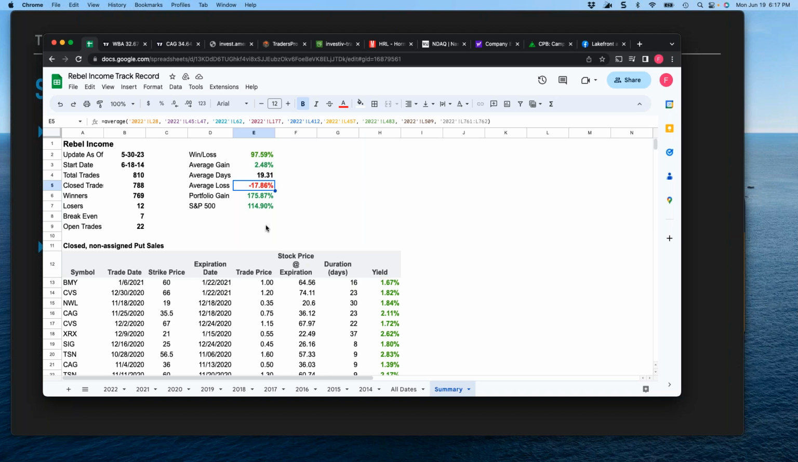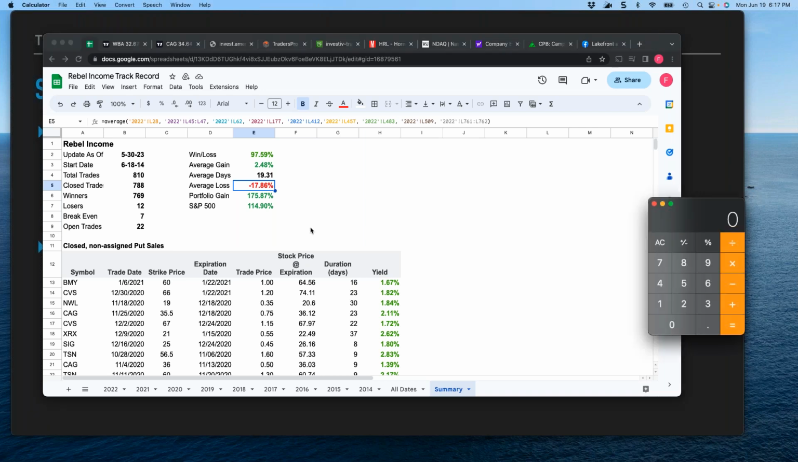Remember that when we're talking about probabilities of success or failure, if you have a 2.48% average gain against an almost 18% average loss, your initial assumption may be that I'm losing far more often. I'm losing a lot more money than I'm making, but the math will indicate otherwise.